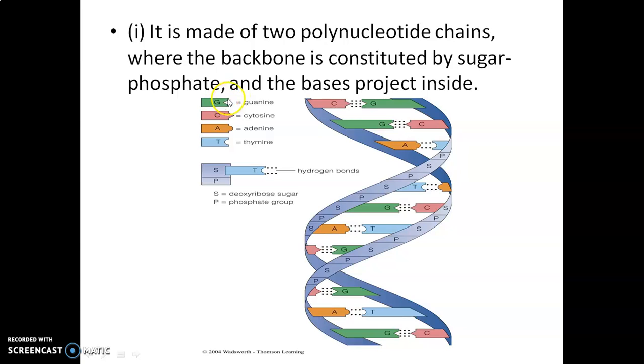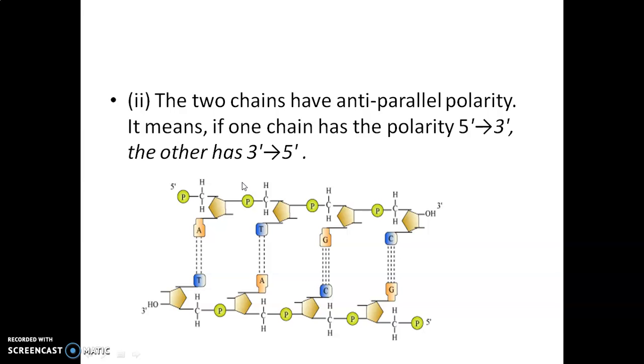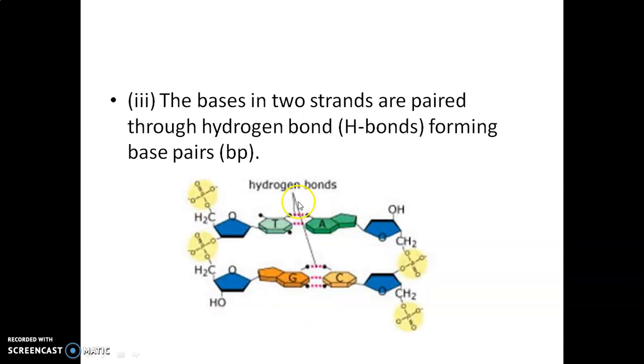Okay. So which are the four nitrogen bases found in DNA? Guanine, cytosine, adenine, thymine. Isn't it? Then the two chains have anti-parallel polarity. It means, see here, one chain has the polarity from 5' to 3' and the other one has polarity from 3' to 5'. That's why both the chains have anti-parallel polarity. Clear?